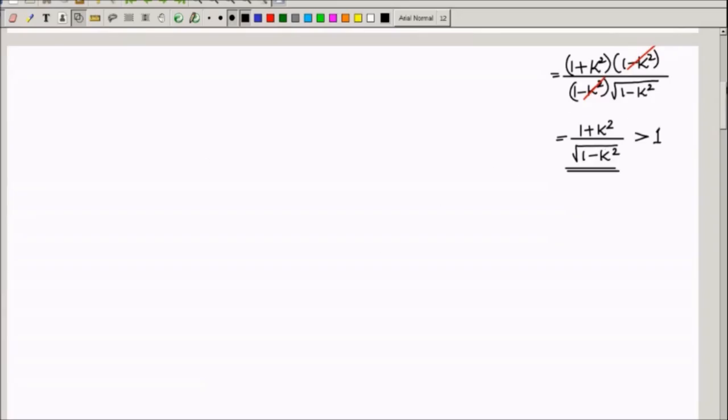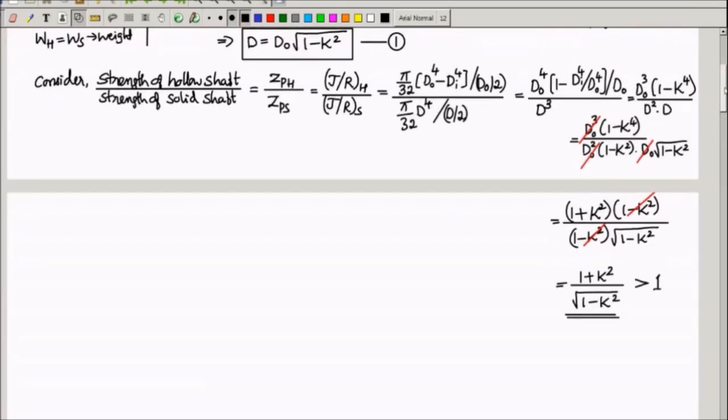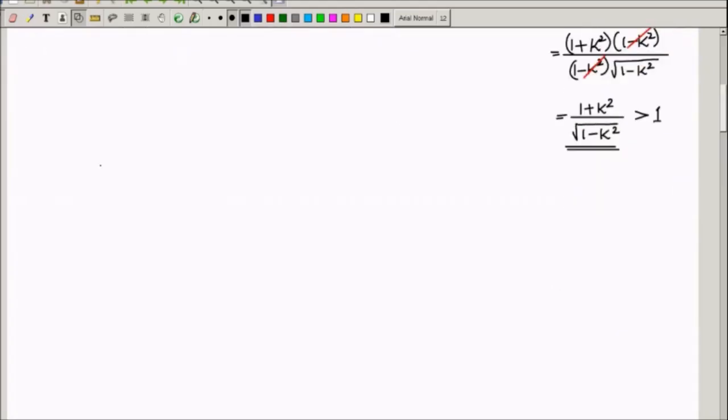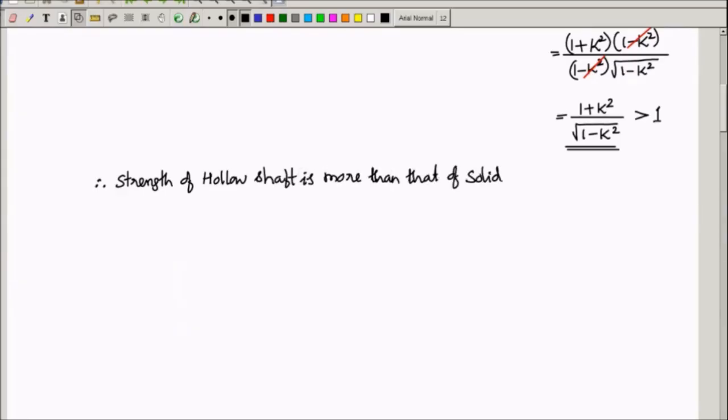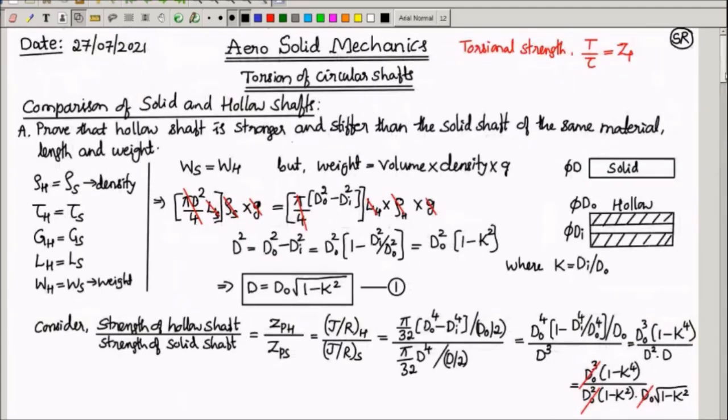What is this actually? It is nothing but the ratio of strength of hollow shaft to strength of solid shaft, which is greater than 1, meaning strength of hollow shaft is greater than the solid shaft. So the conclusion is, therefore, strength of hollow shaft is more than that of solid shaft. We have proved one part of this question. Hollow shaft is stronger than the solid shaft.